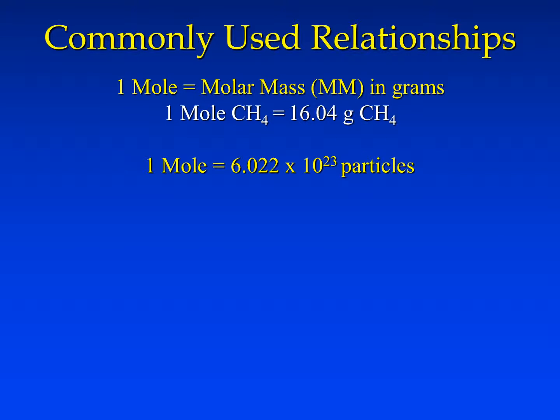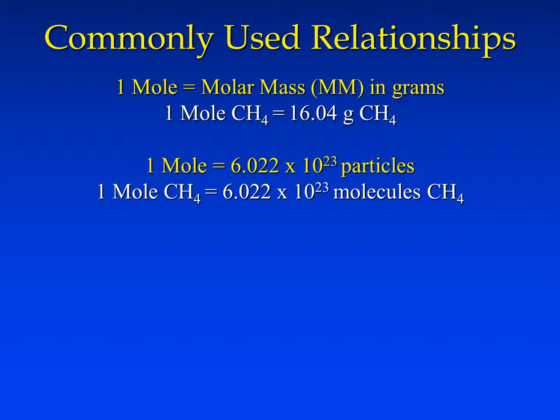Another commonly used relationship is 1 mole, of which of course you know this already, is equal to 6.022 times 10 to the 23rd particles. And by the way, I say particles to mean molecules, formula units, or atoms or ions. 1 mole of methane, in this case, would be equal to 6.022 times 10 to the 23rd molecules of methane.